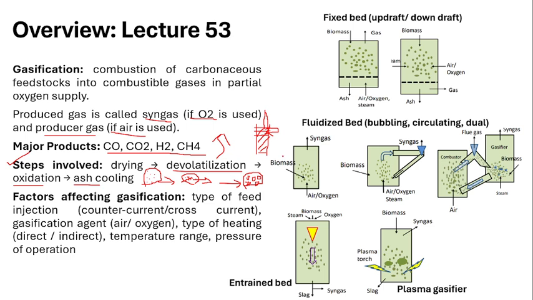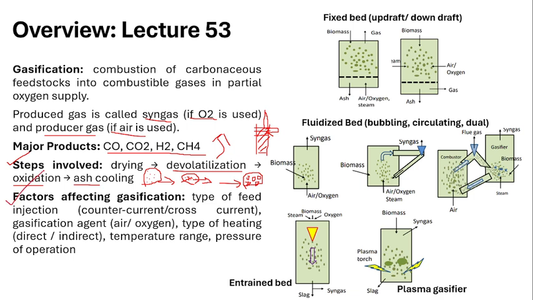Once this reactor is cooled, complete shutdown of the oxygen happens. So whatever the remaining unburnt product is there, like the char product, is formed after the ash cooling. Char and ash will be there. Okay. And now the factors affecting the gasification.